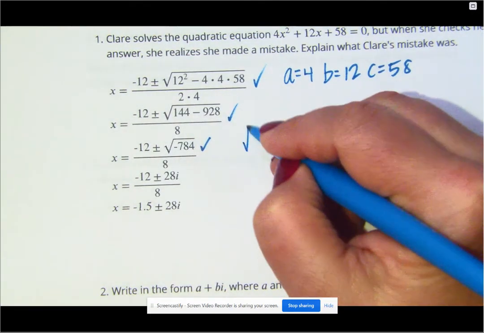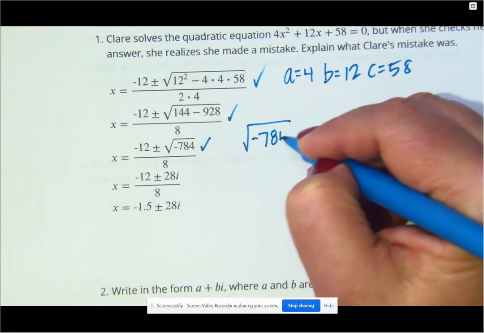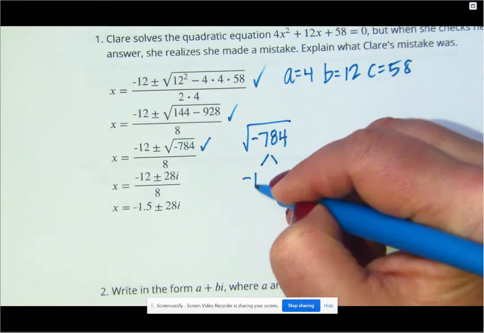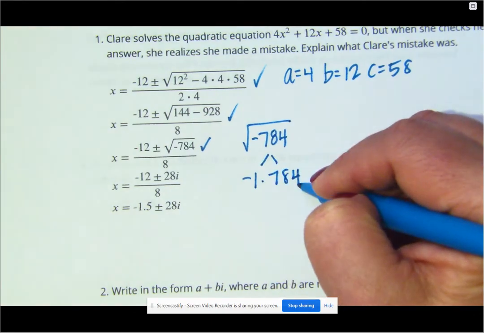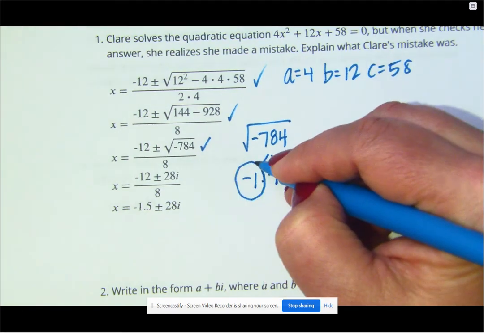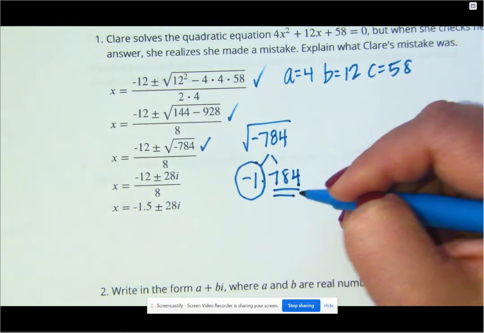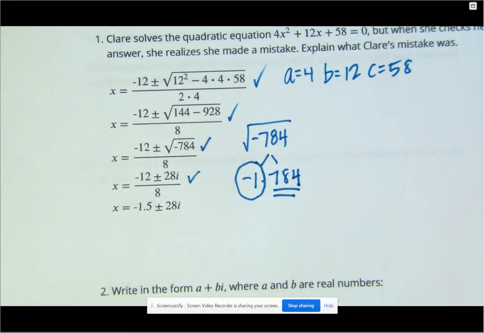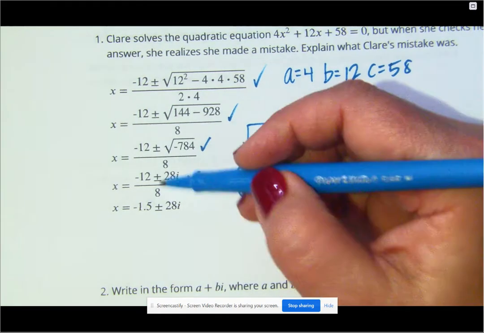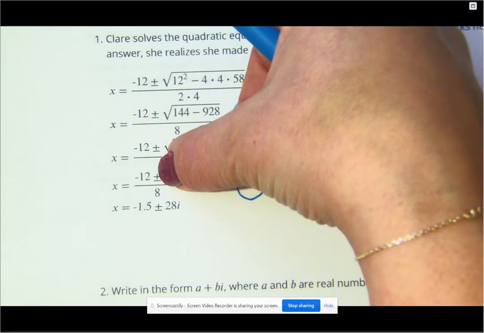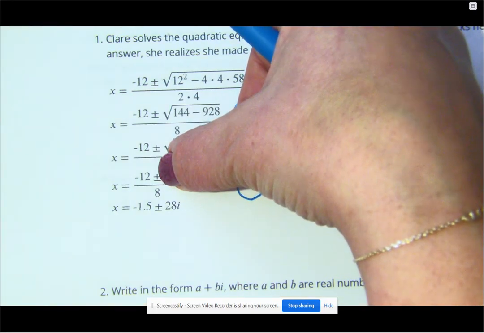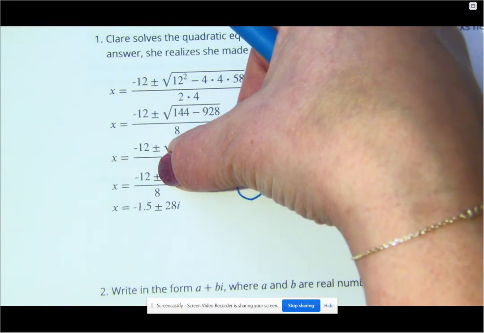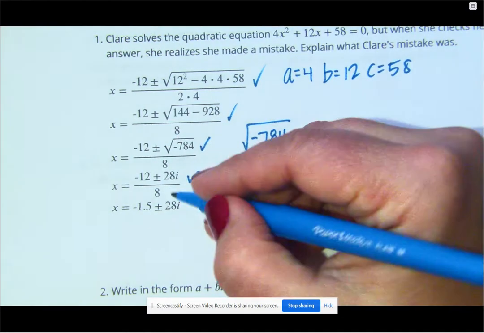So just in case you don't understand how she simplified that, that's actually negative 1 times 784. So i comes out for that, and then we just type that into the calculator. The square root of 784 is 28. So this step looks good. And then the last step, negative 12 divided by 8 gets you negative 1.5. And then this is also being divided by 8.